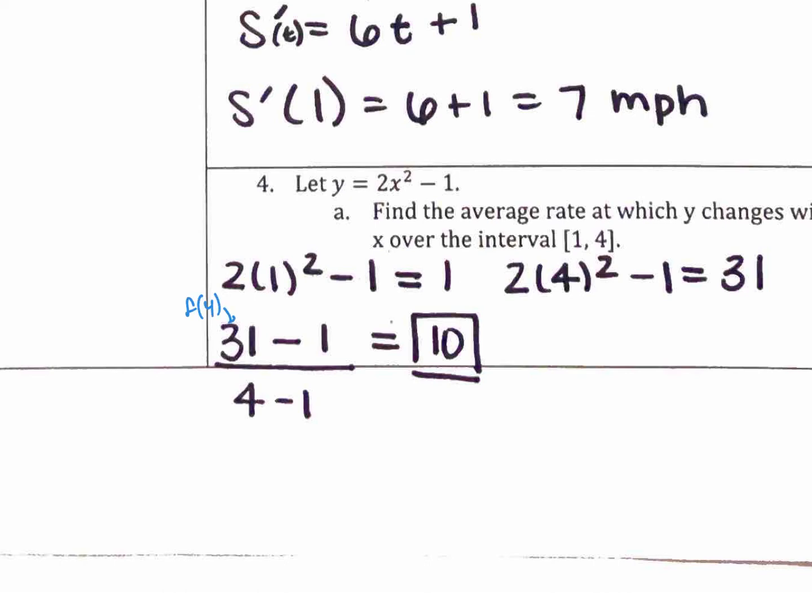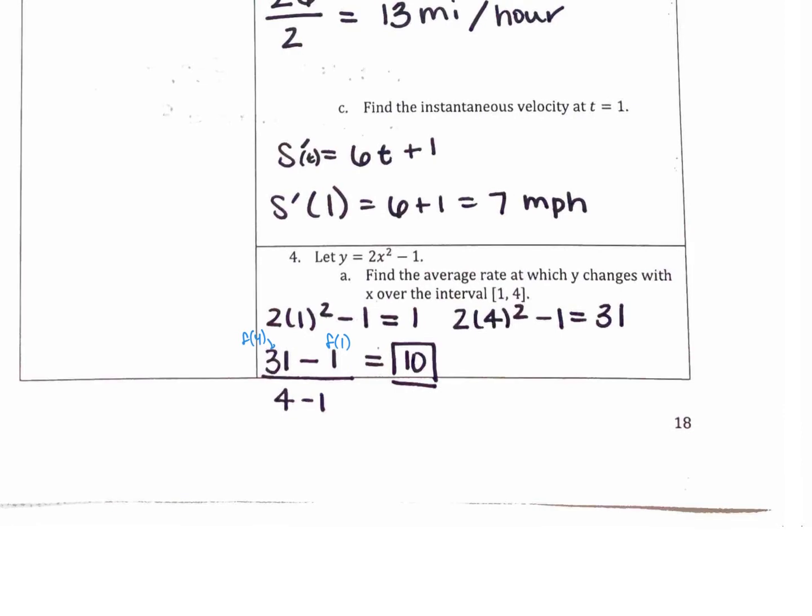This is nothing more than just basic slope formula. So we're going to plug in 1 and 4 into our function, see what we get. We get 1 and 31 respectively. Change in y values, 31 minus 1 is 30, over change in x values, 4 minus 1 is 3. We would get an average rate of change of 10.